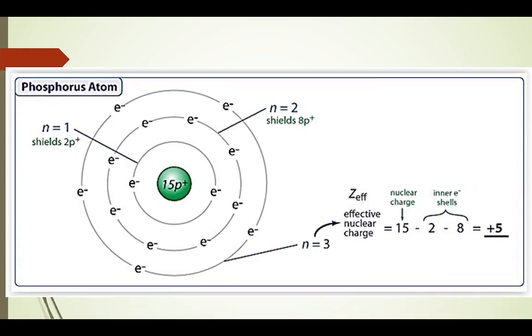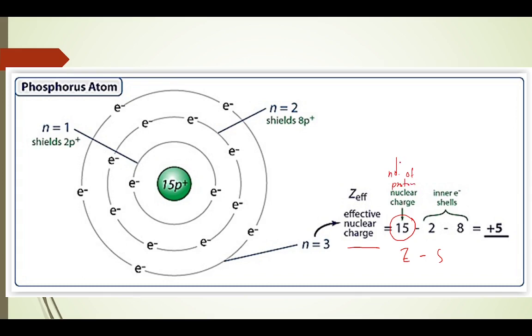Okay, so let's look at this example. Phosphorus. Phosphorus is P. Following the formula, effective nuclear charge is equal to Z minus S. Z is the number of protons, so the number of protons is 15. Correct. This is the number of protons, or the nuclear charge. Nuclear charge is the number of protons.